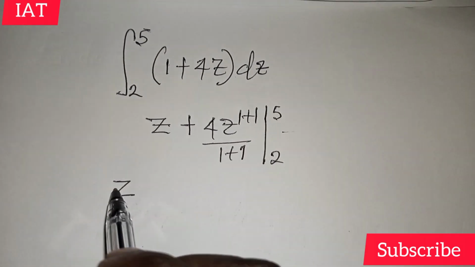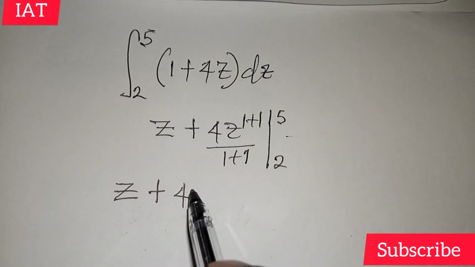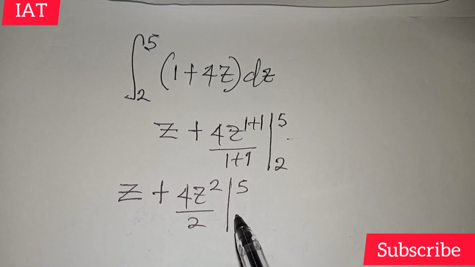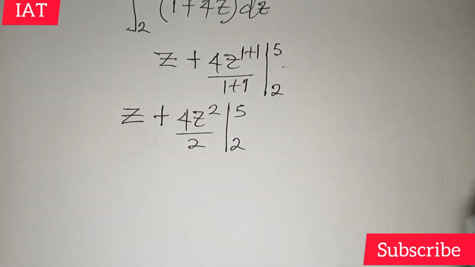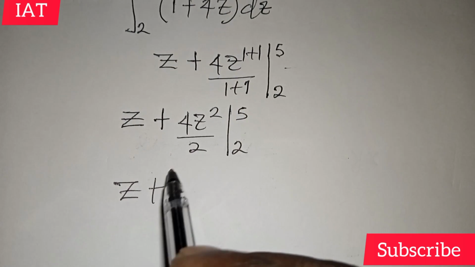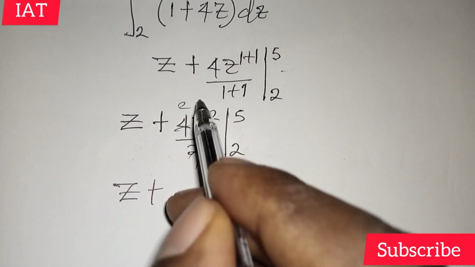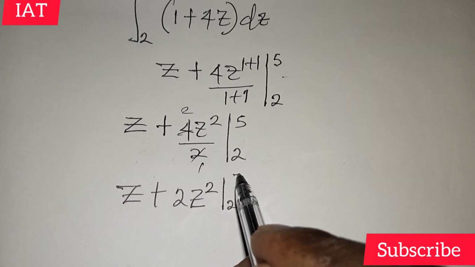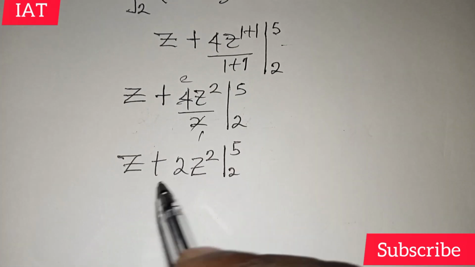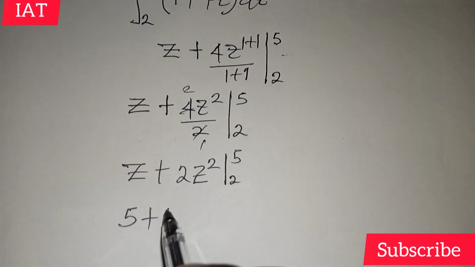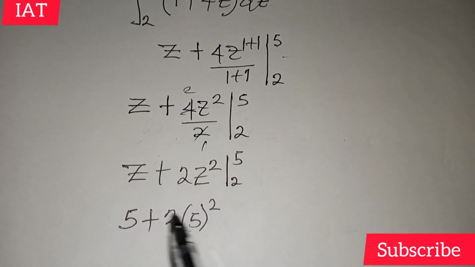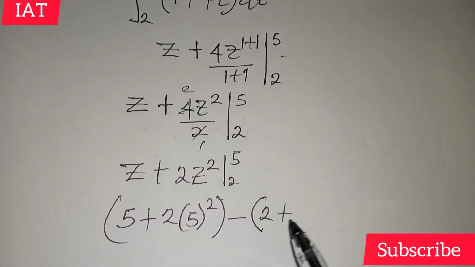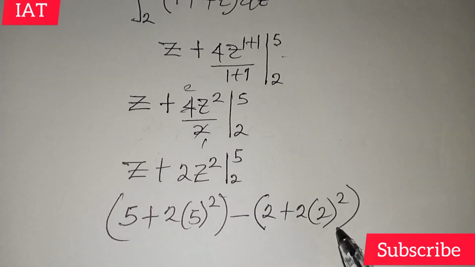So then z plus 4z to the power of 2 over 2, and here is from 2 to 5. Then the next point is to say z plus this 2 going into itself is 1 into here is 2, so we have 2z squared from 2 to 5. So let's plug in 5 into the system. So we have 5 plus 2 into 5 all squared, and this will subtract, plugging in 2, we have 2 plus 2 into 2 all squared.